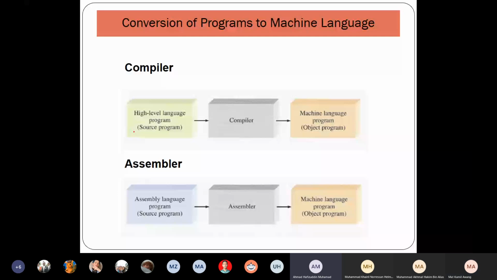If you are using a high-level programming language, you have a source program, right? Then you need to compile it to translate it into machine language.